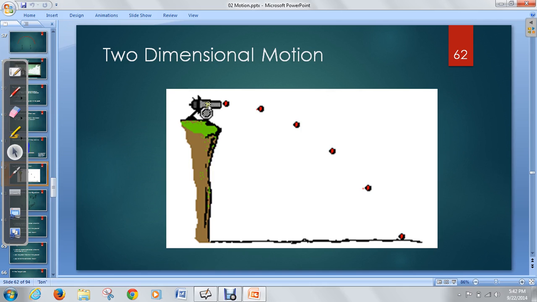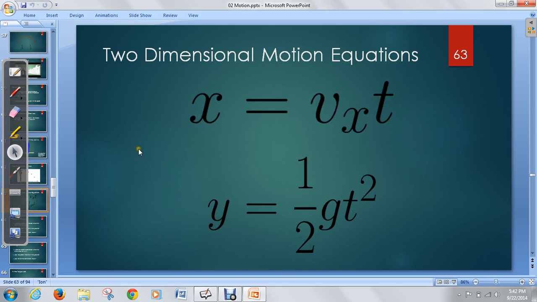So, for example, a cannon shooting a cannonball off a cliff. Can we still tell how tall the cliff is? Can we figure out how far the cannonball is going to go? Well, it turns out with physics you can. So here are the equations we can use to figure this out.